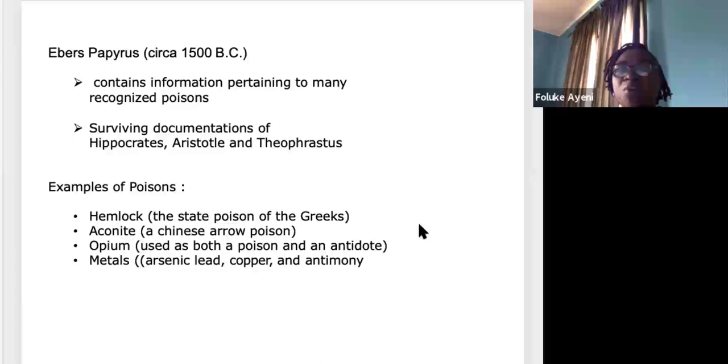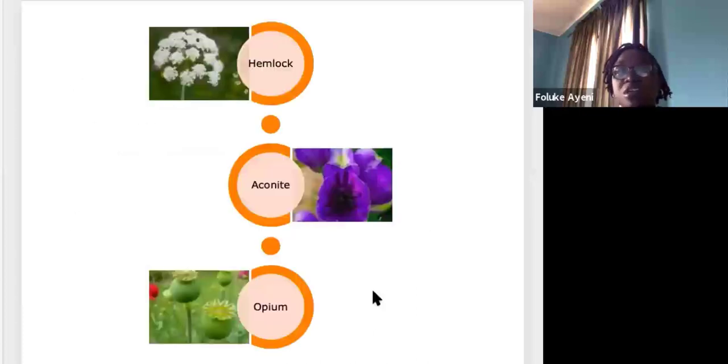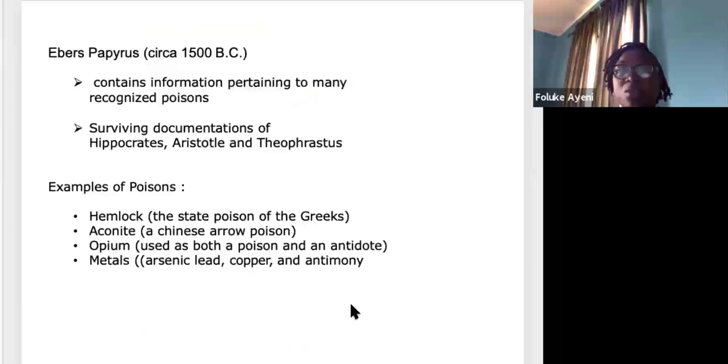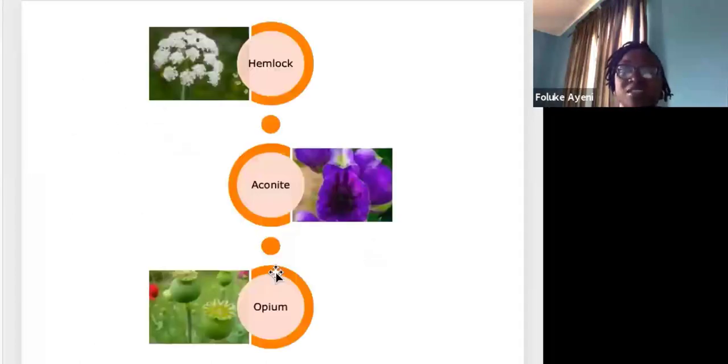You have the opium, which is the last one, and I'm sure every one of us will have heard about that plant, the opium plant. It was also used both as a poison and as an antidote to some other poisons. And then some other metals that were used as poisons. These are examples of poisons, and they are still poisonous today. Their properties have not changed, they are still the same.